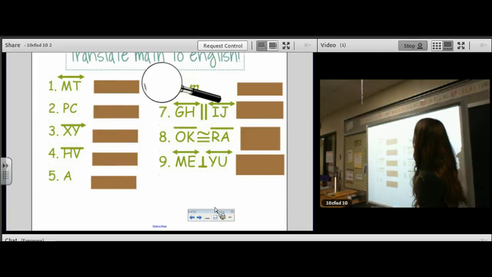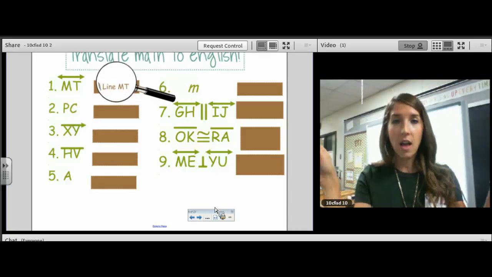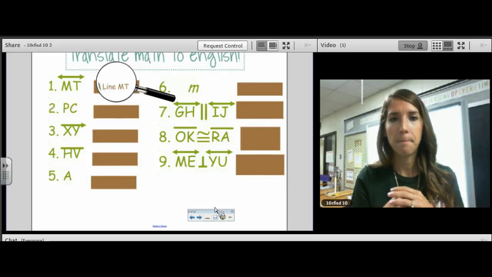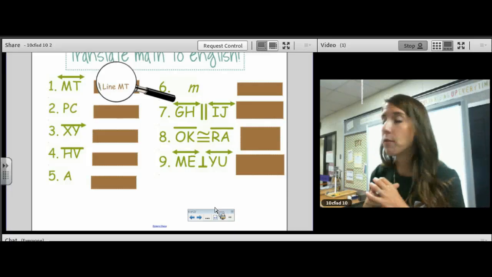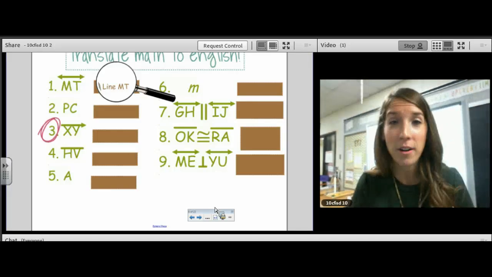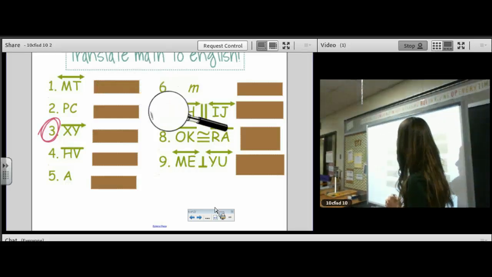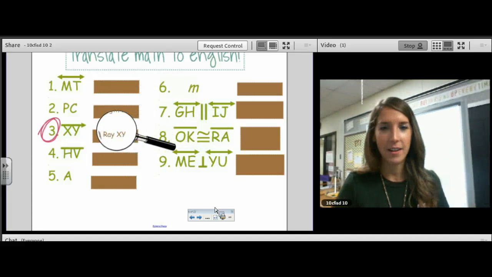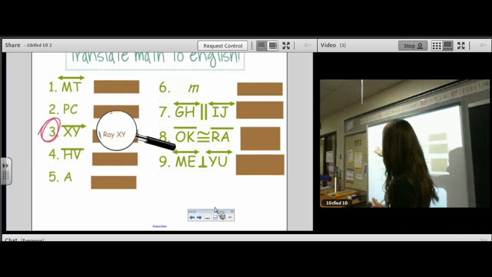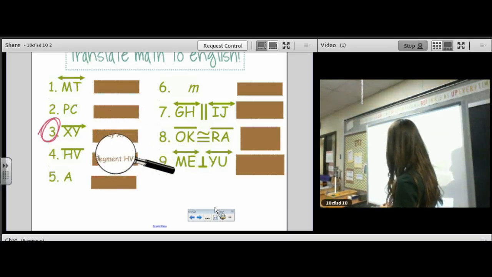Hopefully everyone said line MT, because I put a line over it and I used 2 letters. We're going to come back to number 2. Everyone do number 3. Say number 3 out loud to your neighbor. Ray XY. Very good. The next one, I don't know why that fell down like that. Pretend it's a little bit higher. The next one is segment HV.